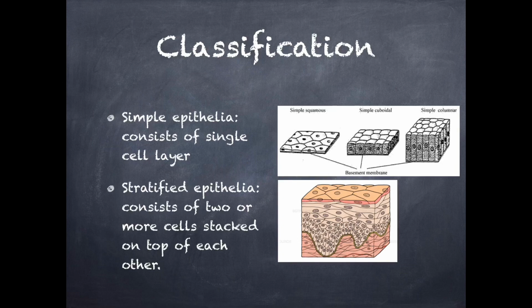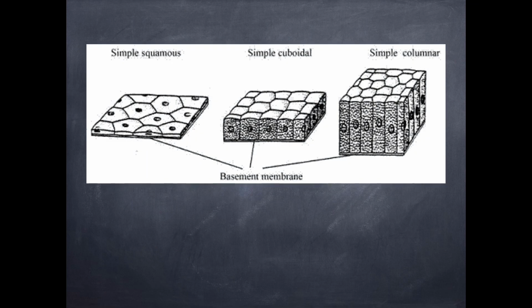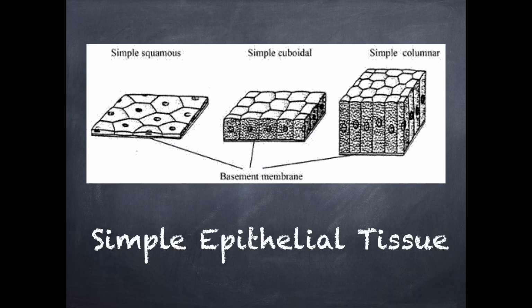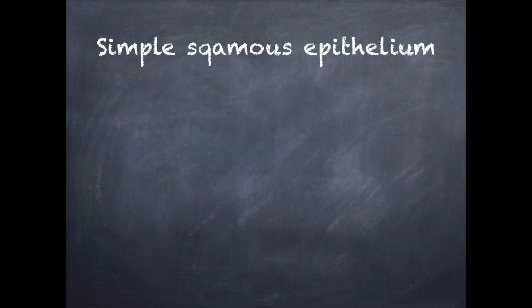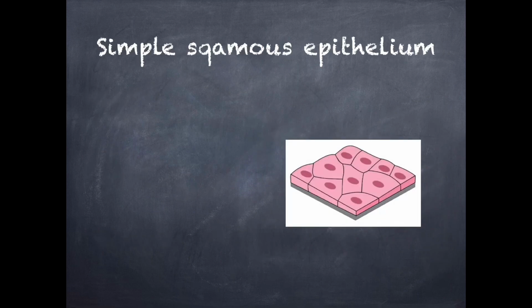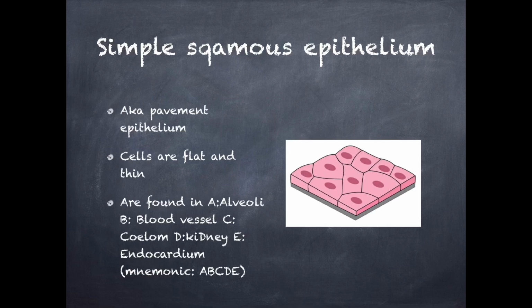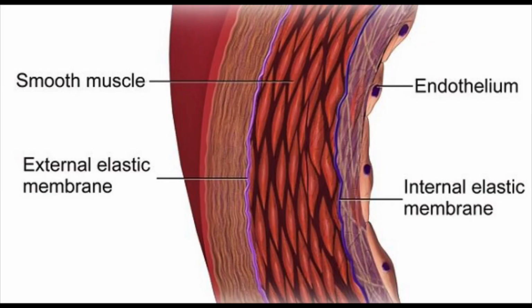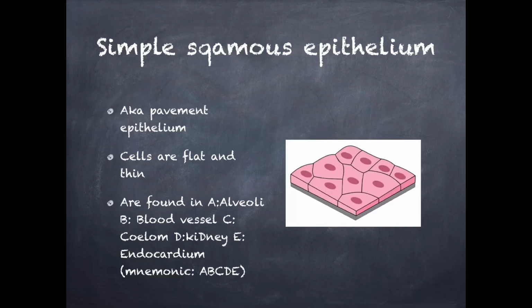We'll discuss simple epithelia first. Based on the shape of cells, simple epithelial tissue can be divided into three types: squamous, which are flat; cuboidal, which are box-like; and columnar, which are tall. Simple squamous epithelium is also known as pavement epithelium. Here, cells are flat and thin. Simple squamous epithelium is found in alveoli, blood vessels, coelom, kidney, and endocardium.